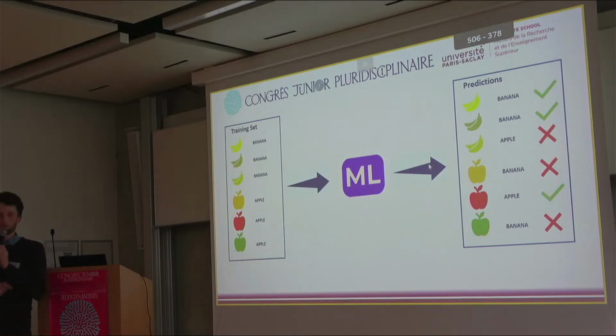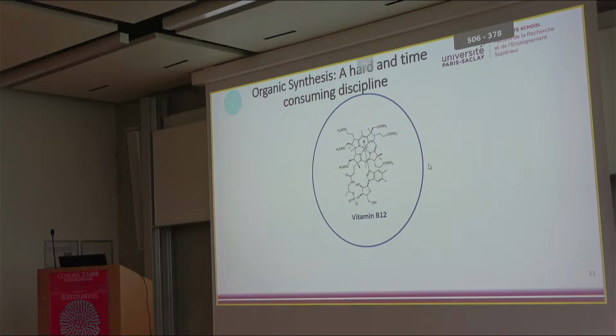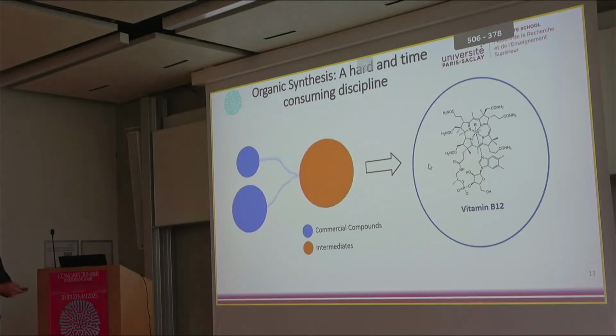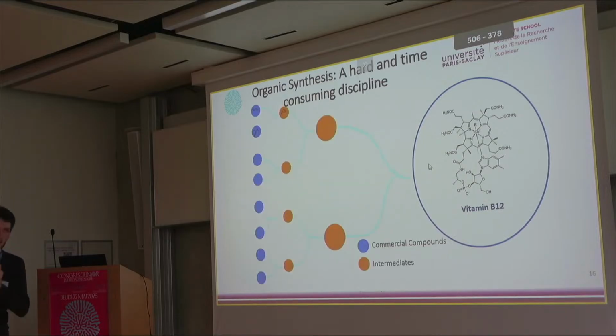Let's take an example. That's vitamin B12. Do you know how much time it took to synthesize this? 12 years, 100 people. Why so? Because to synthesize this very complex molecule, you have many individual steps. So you go from compounds to intermediates, but this doesn't look like our product, right? It's because you have many intermediates before arriving at this final compound.